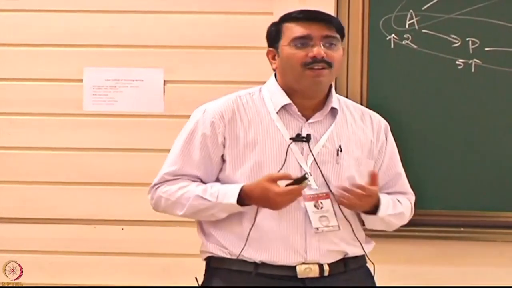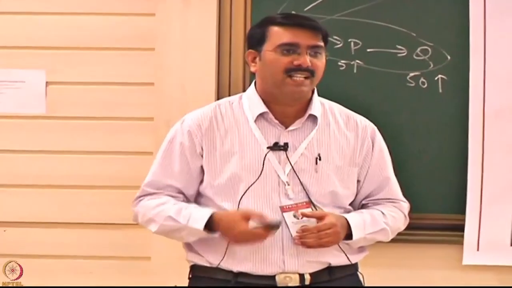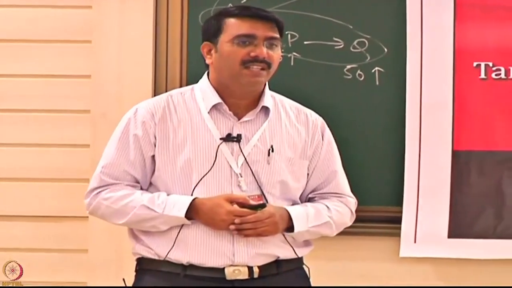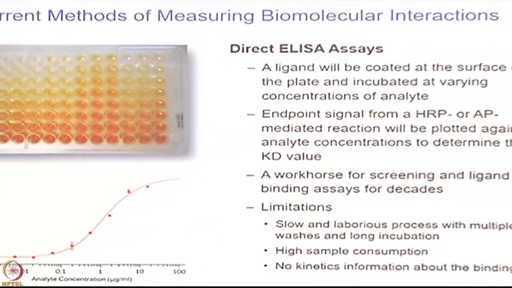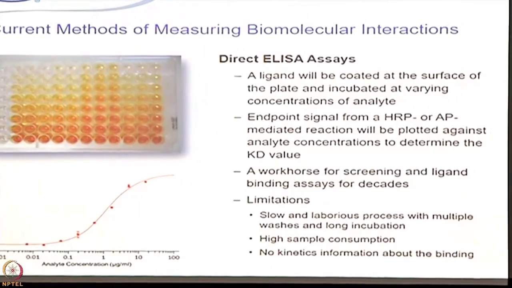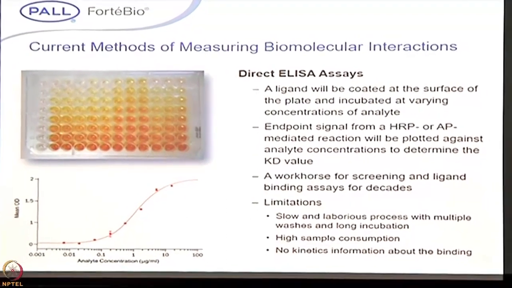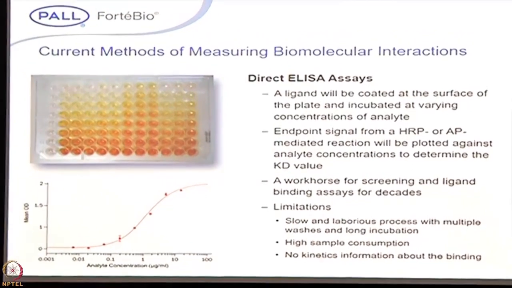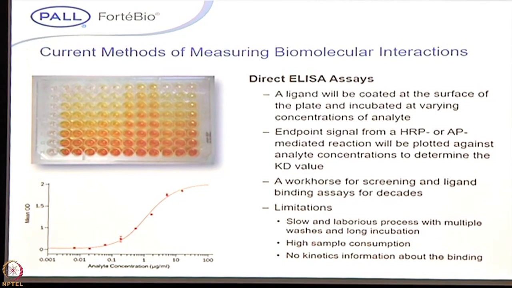If you look at the conventional technologies people routinely use, there are ELISA-based platforms for the screening of interactions. The limitation of ELISA is that it is time consuming, and you require more manpower to develop the assays, then screen further and select the right candidate. It takes a long time, the reagent consumption is also more, and it is more laborious.